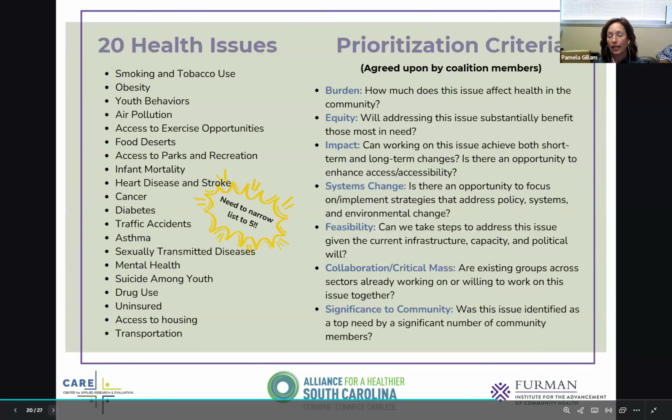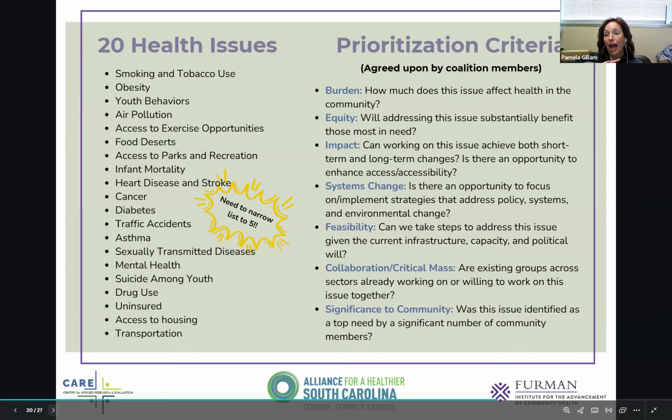So let's look at our 20 health issues. Here is our list: smoking and tobacco use, obesity, youth behaviors, air pollution, access to exercise opportunities, food deserts, access to parks and recreation, infant mortality, heart disease and stroke, cancer, diabetes, traffic accidents, asthma, sexually transmitted diseases, mental health, suicide among youth, drug use, uninsured, access to housing, and transportation.